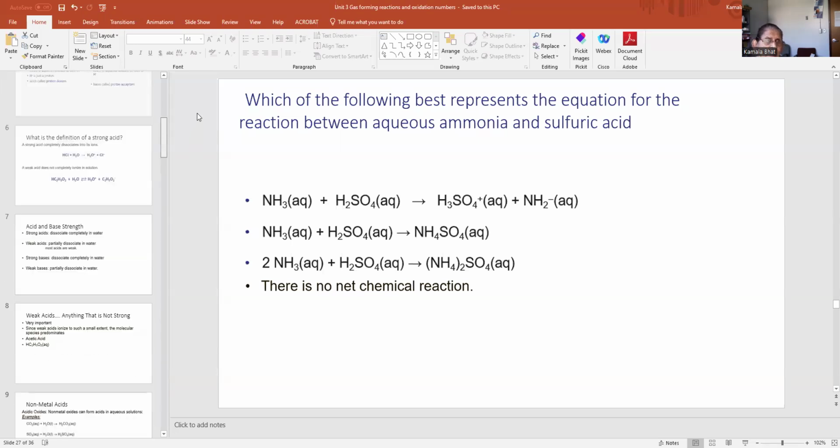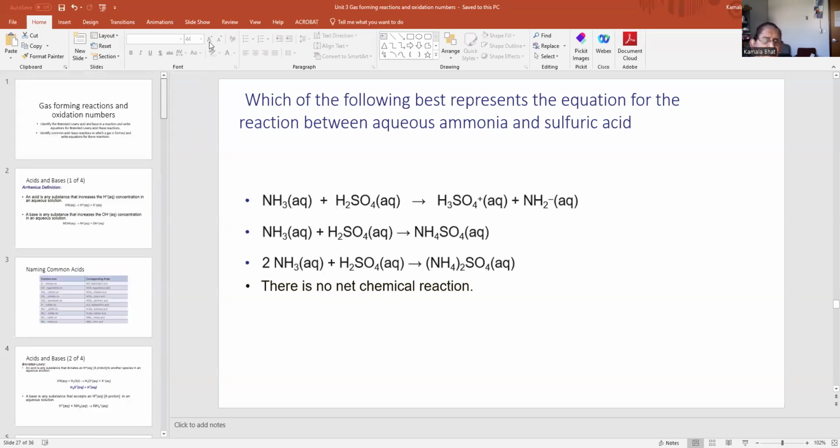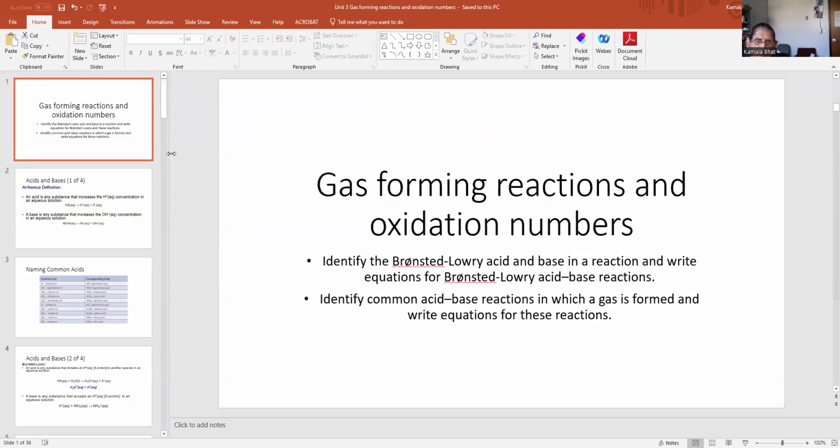The next content is chapter number 3, unit 3. Let me find out. Yes, the title of unit 3 is gas formation reactions. It's gas formation reactions and oxidation numbers.